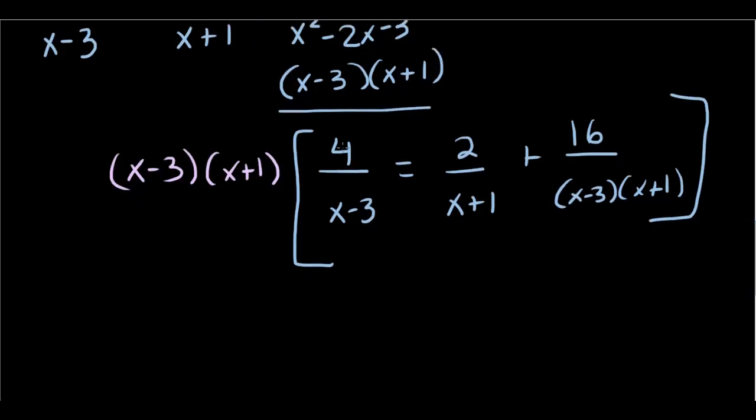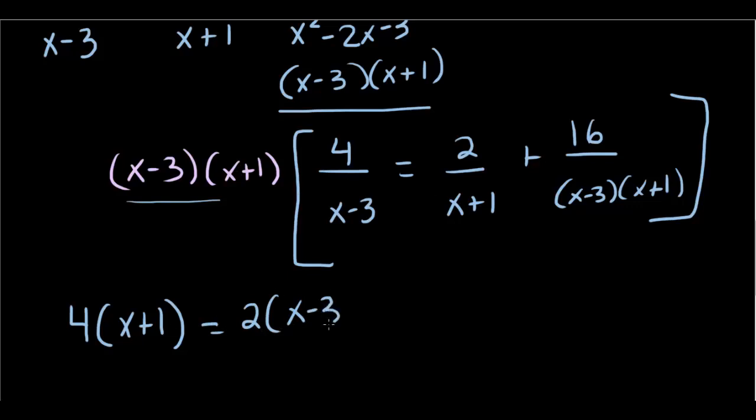So we have to distribute this amongst every single one of the terms. When I multiply this by the first term, by x minus 3, the x minus 3 cancels out. So I will just have 4 times x plus 1. When I multiply this times 2 over x plus 1, the x plus 1 is going to cancel out, so I will have 2 times x minus 3 plus. And when I multiply this times 16 over x minus 3 times x plus 1, everything cancels out, everything but the 16.